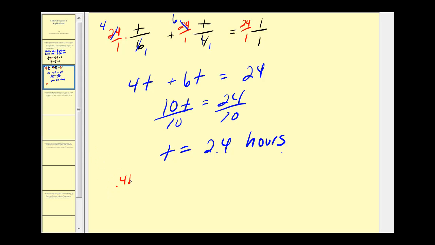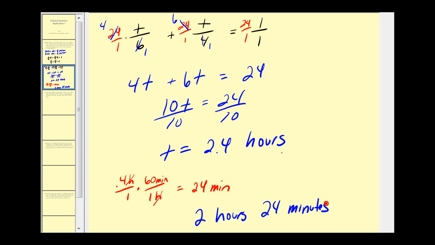0.4 hours over 1, multiply this by 60 minutes over 1 hour. Notice how the units of hours simplify out. 0.4 times 60 would be 24 minutes. So more specifically, the total time to complete the job if they work together would be 2 hours, 24 minutes.